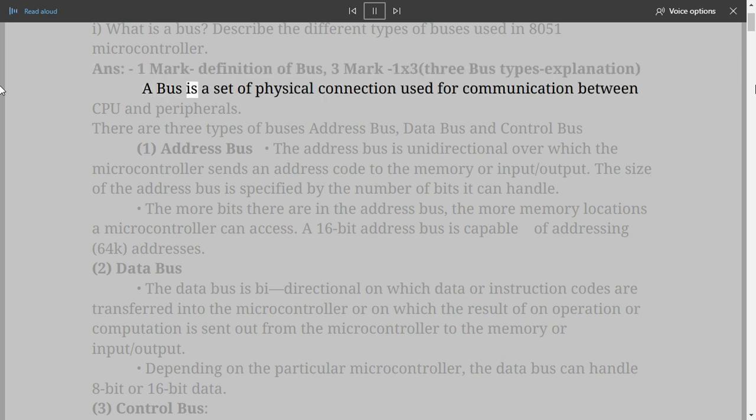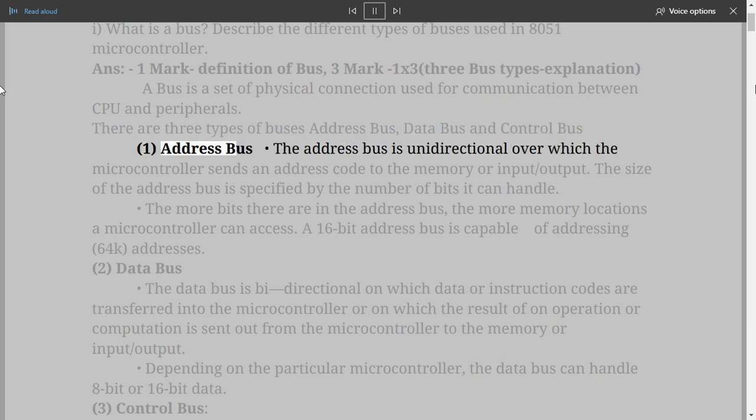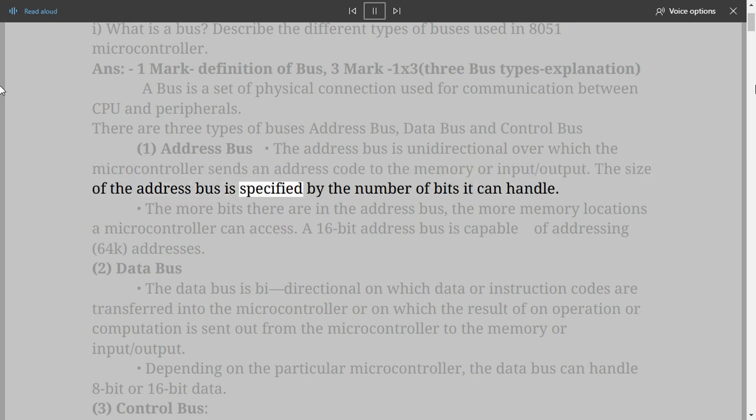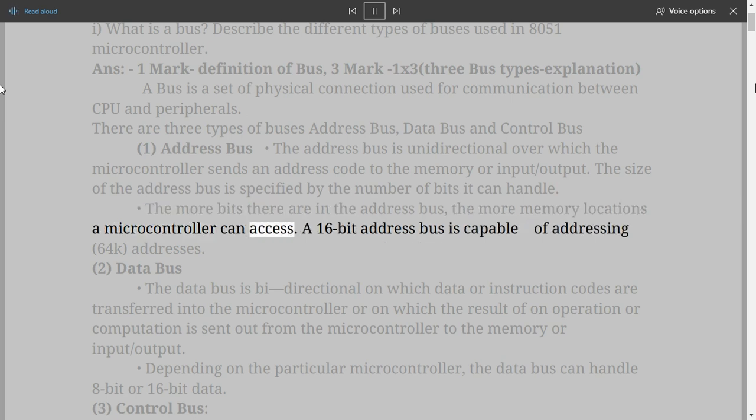A bus is a set of physical connections used for communication between the CPU and peripherals. There are 3 types of buses: address bus, data bus, and control bus. 1. Address bus. The address bus is unidirectional, over which the microcontroller sends an address code to the memory or input/output. The size of the address bus is specified by the number of bits it can handle. The more bits there are in the address bus, the more memory locations a microcontroller can access. A 16-bit address bus is capable of addressing 64K addresses.